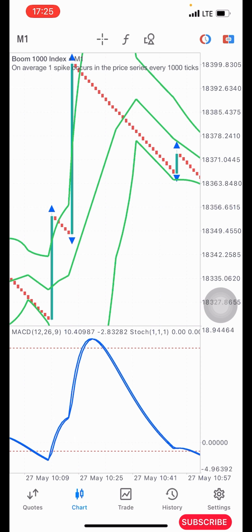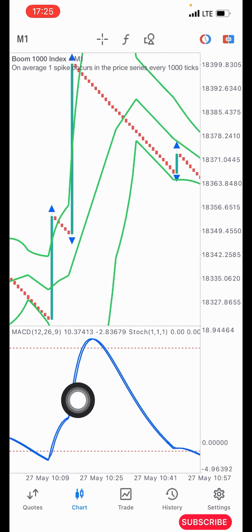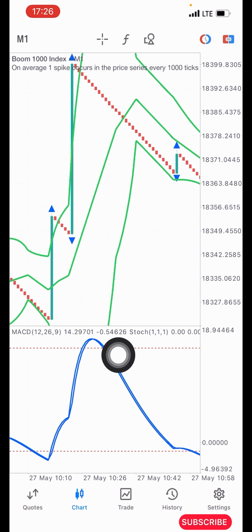Now let's get back to this second VIP strategy here. I'll be explaining how this one works. So this is how you do it. Whenever there's a spike in the market, you check your indicator window here. You are going to check that this blue line, this moving average line, has gotten to the overbought level. That's the first condition.